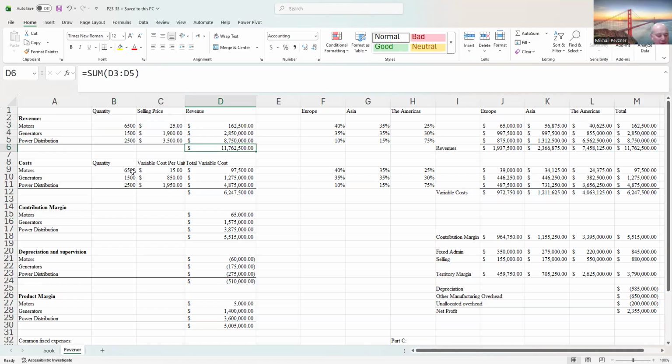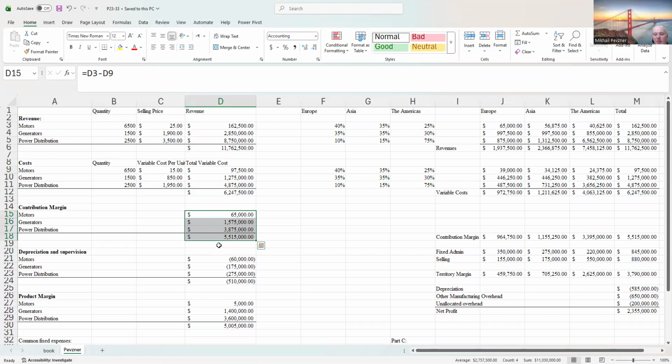Then you're also given, in the second exhibit, in the middle, information on variable costs, right? So the next step is to calculate variable costs. Again, the same quantities for each product times the variable cost. It gives you total variable cost. Voila, you now have a contribution margin for every type of product. For motors, it's motor revenue minus motor variable cost, and so on, right? So that gives you contribution margin.